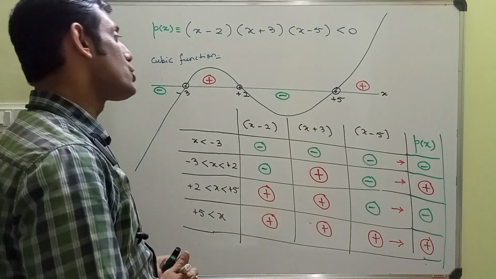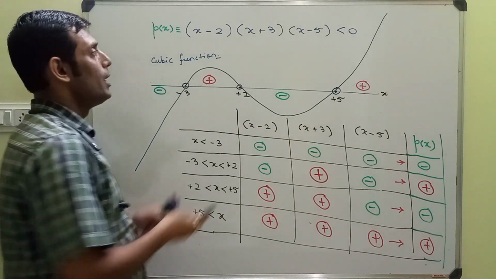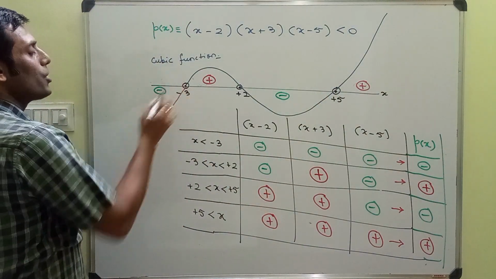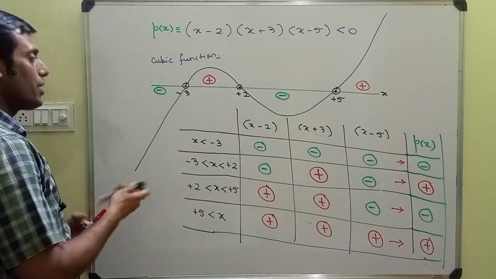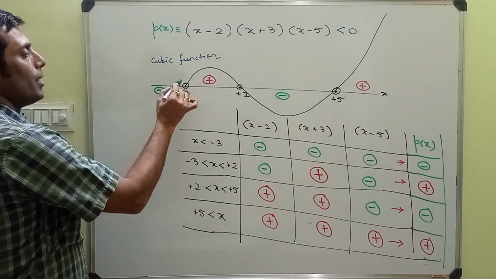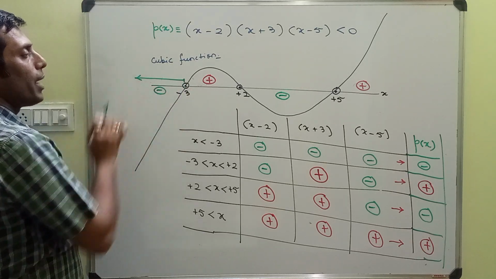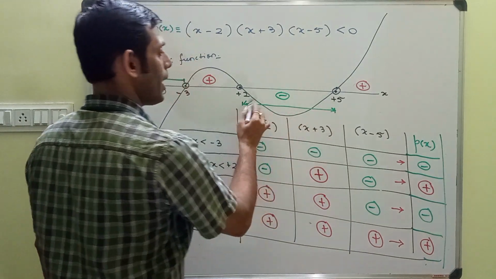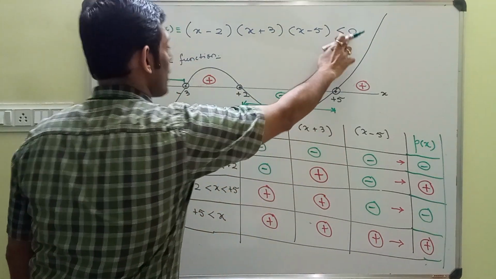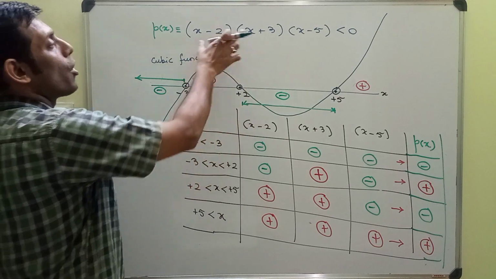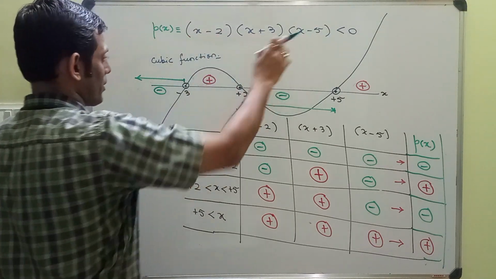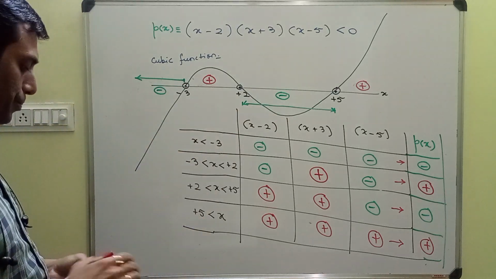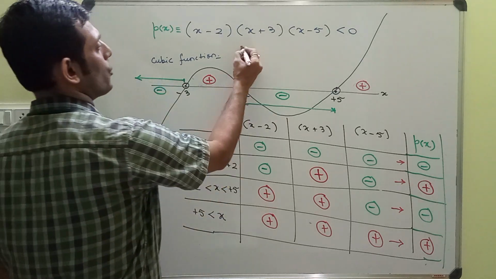And I require solutions for the regions where this product is less than 0, dear. That means my solutions lie to the left of minus 3 and between 2 and 5, and that's all. I require negative products of these three linear factors. And I have one region and the second region. That means the solution set would go like this.